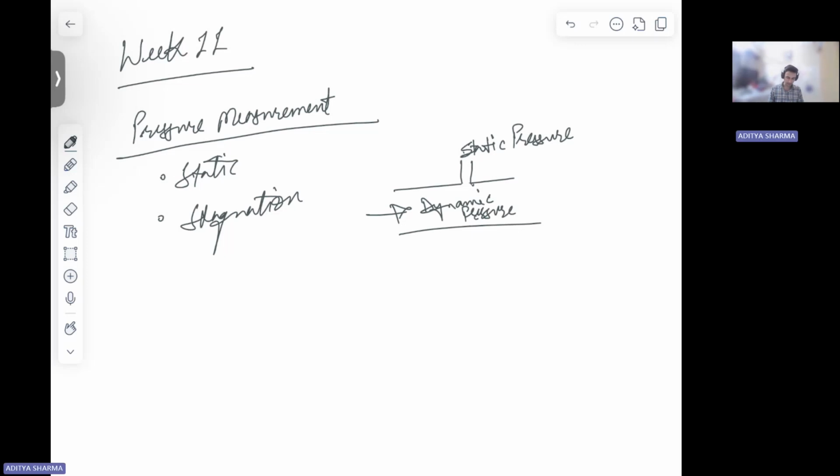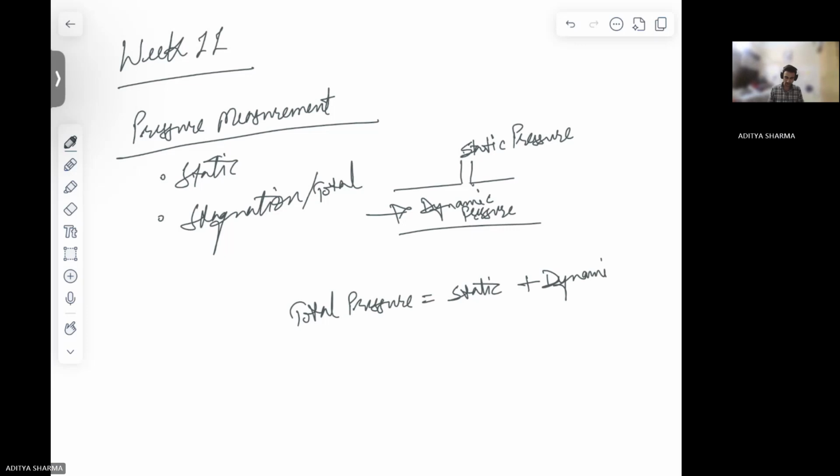Then there is stagnation pressure, which we often call total pressure. So what is total pressure? Total pressure basically is static pressure plus dynamic pressure.